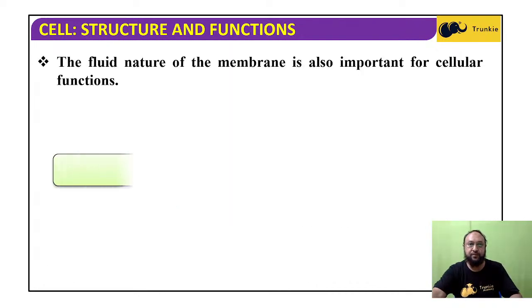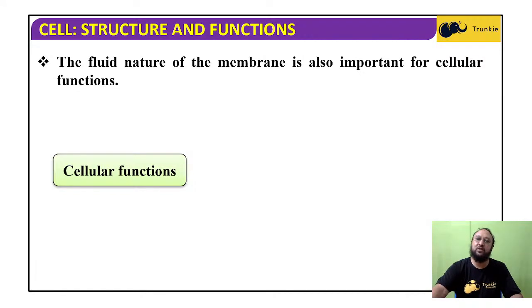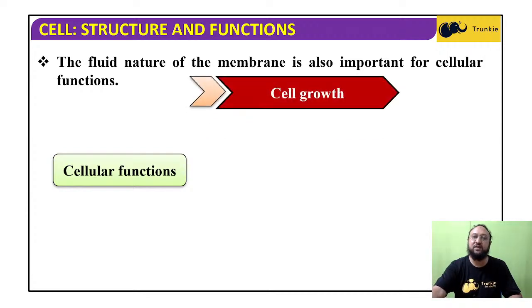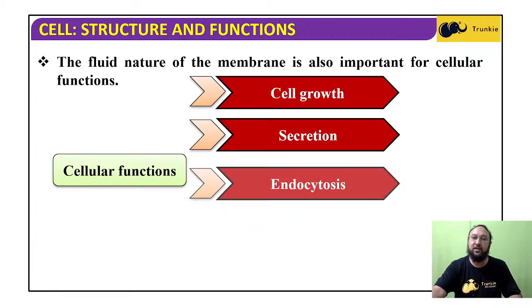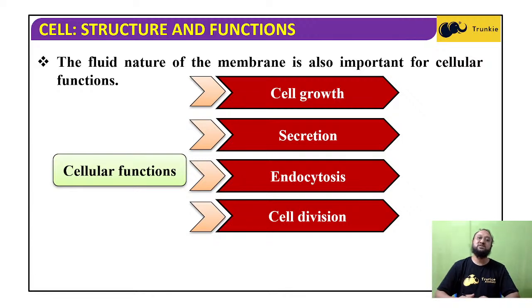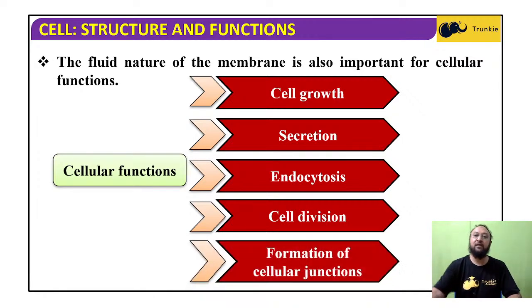Okay, the fluid nature of the membrane is also important for cellular function. Yes, the fluidity of the membrane is very important with regard to different cellular functions. When we say cellular function, it includes cell growth, secretion, endocytosis, cell division, and formation of cellular junctions. These are the important functions due to the fluidity of the plasma membrane.